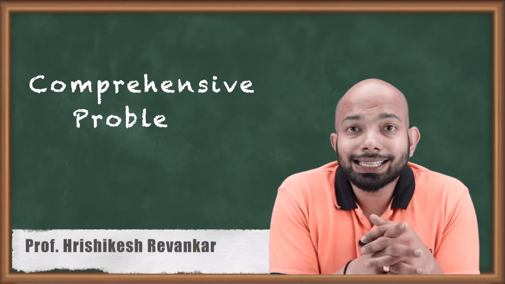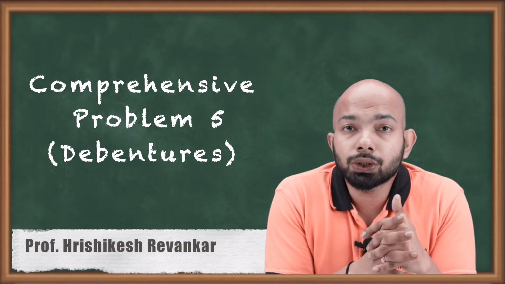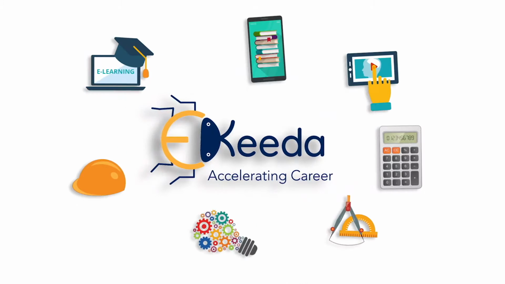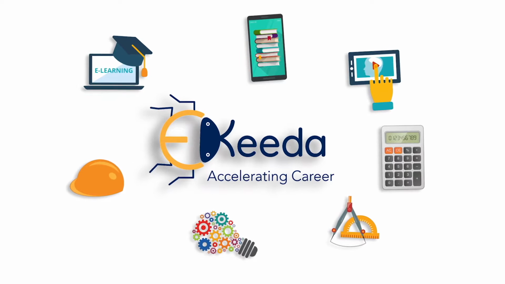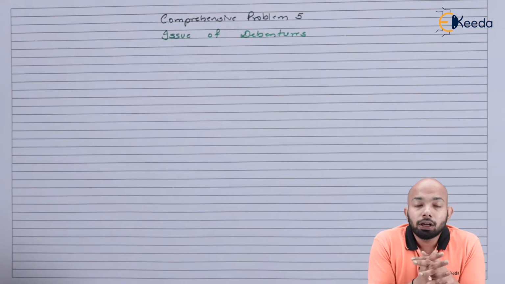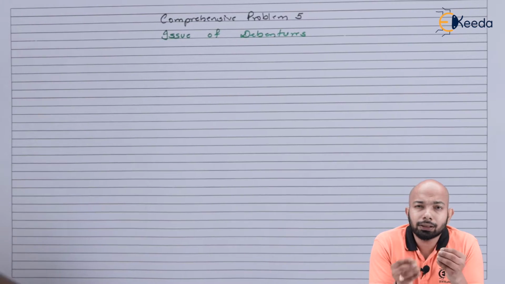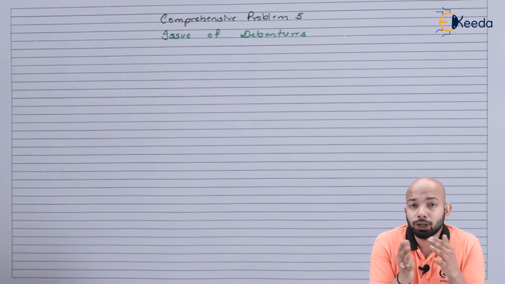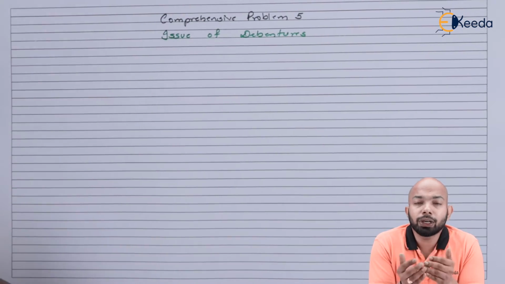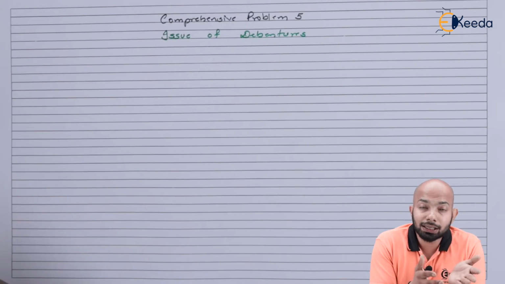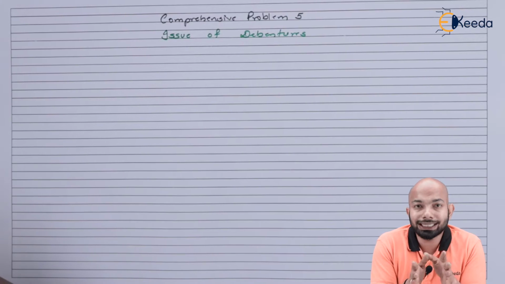Hello friends, we'll be discussing an illustration related to the issue of debentures with different case studies in it. These case studies will have a mixture of all details. Some will have pro rata, some won't have pro rata at all. Some will have pro rata plus oversubscription, some will have discount plus undersubscription.